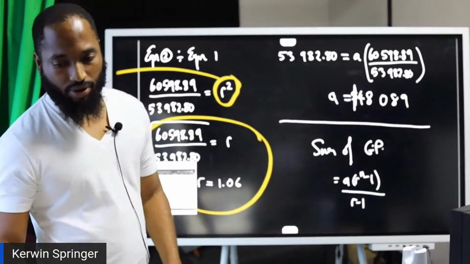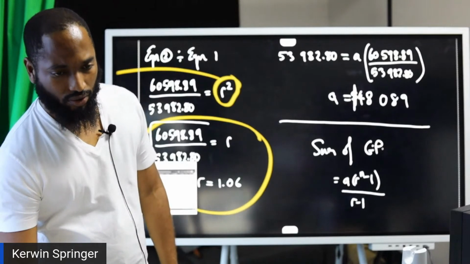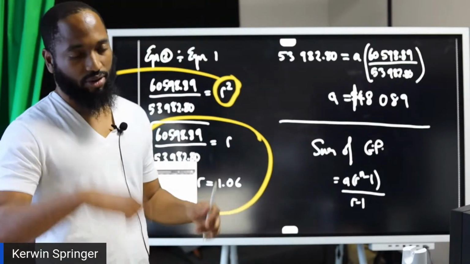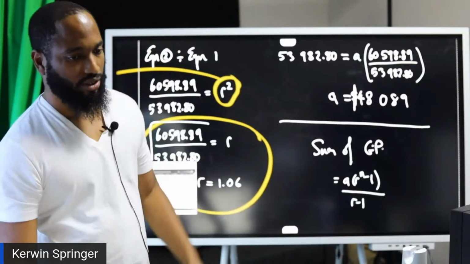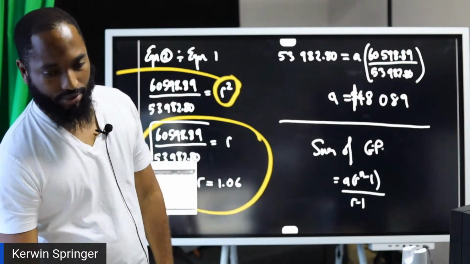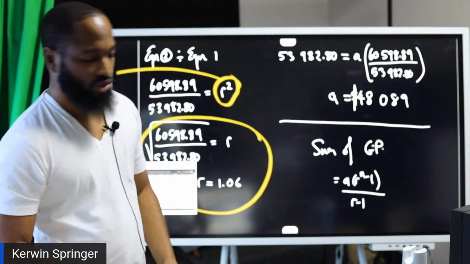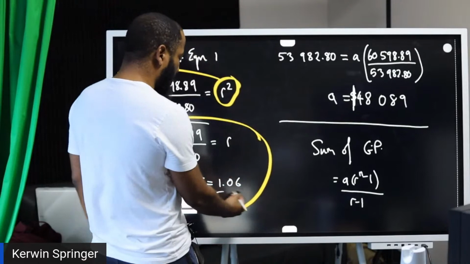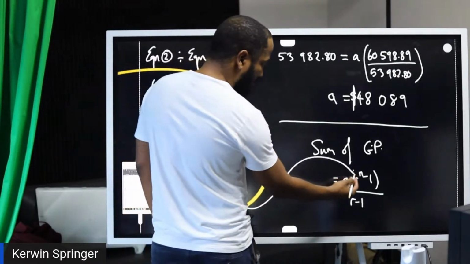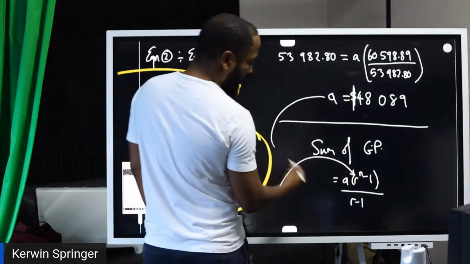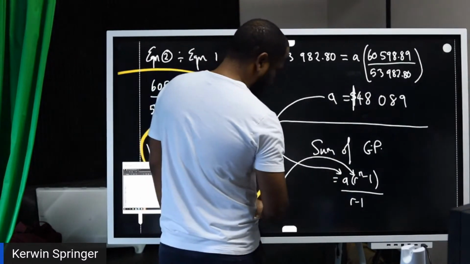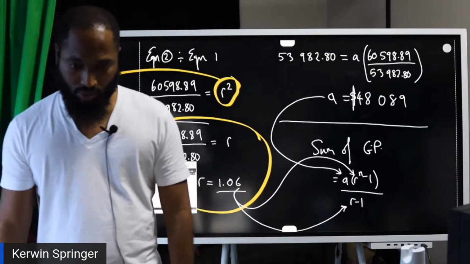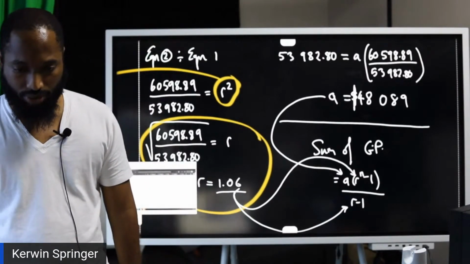A times R to the power of n minus 1, over R minus 1. So you want to substitute the values that you have for A and for R. R did come in handy here in finding out R, and we found out what A is. Somebody with a calculator just handle this for me. What's the total amount this person is going to walk away with?